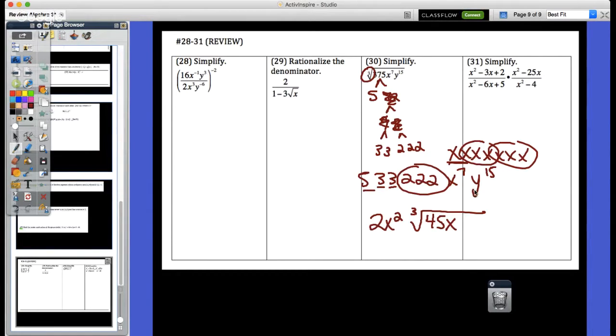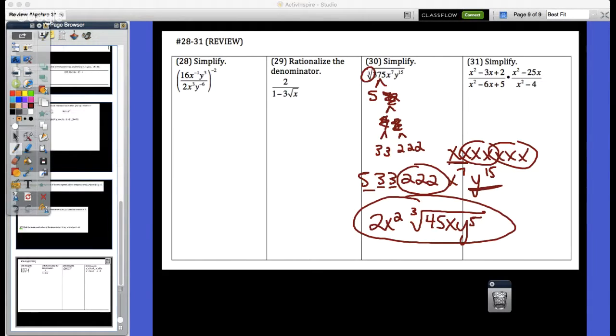Okay? Y to the 15th, how many groups of 3 do I have? I have 5 groups of 3. So I have 2x squared and then the third root of 45x y to the 5th. And that right there would end up being what my answer is for number 30. Okay?